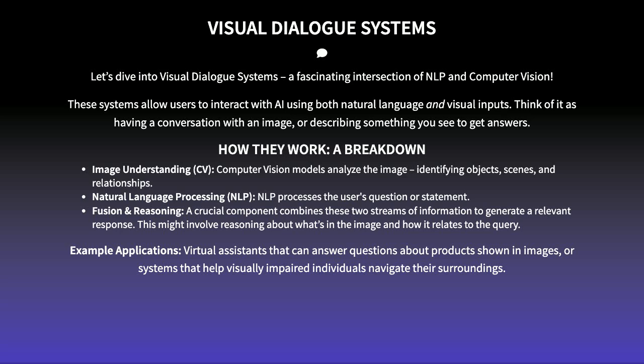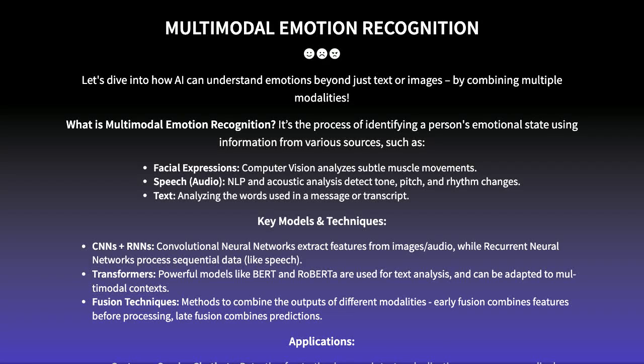Okay, so let's talk about recognizing emotions with AI. We're moving beyond just reading text or looking at a face. We want machines to understand how people are feeling. Multimodal emotion recognition is all about combining information from different sources. Think of it like this. If you were trying to figure out someone's mood, you wouldn't just rely on their words. You'd also look at their facial expressions and maybe even listen to the way they speak. That's what we're doing here.